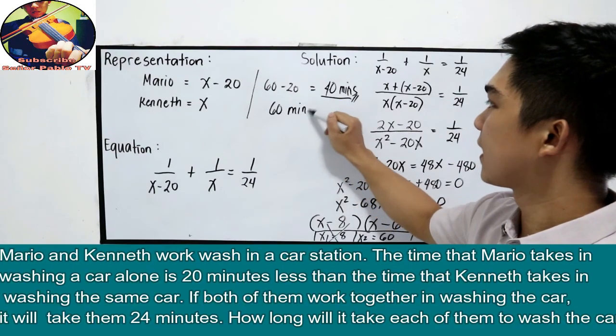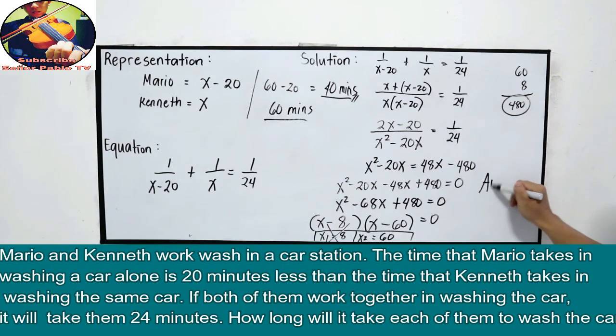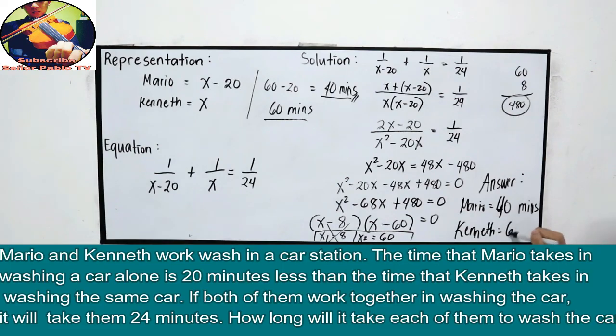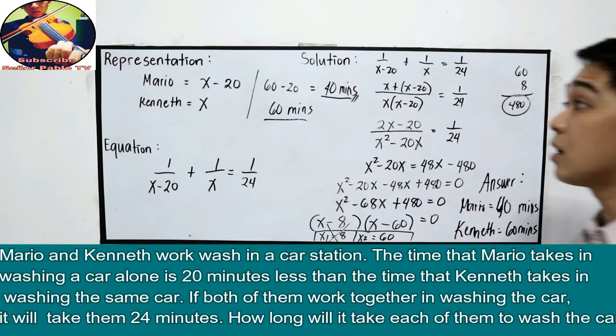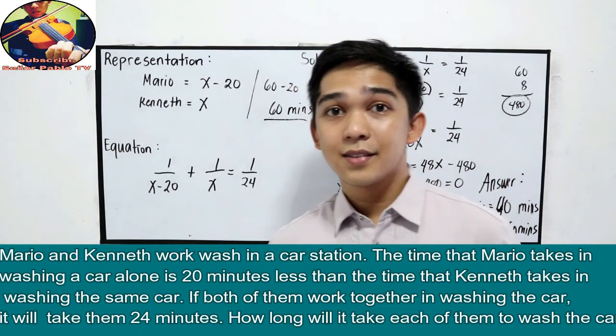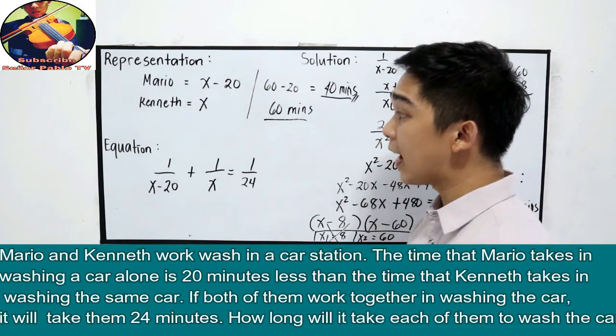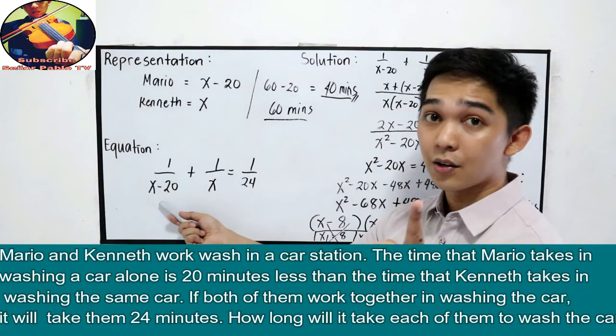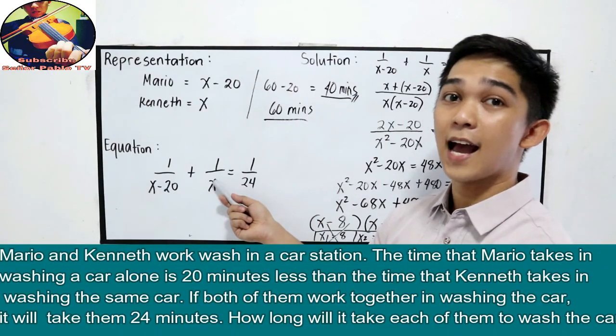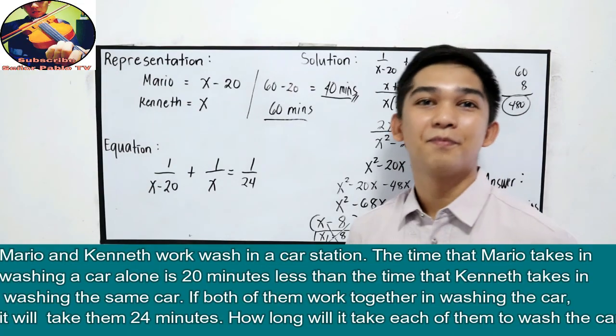Then si Kenneth, 60 minutes. So yung answer natin, kay Mario, kaya niya ng 40 minutes. Then kay Kenneth, kaya niya ng 60 minutes tapusin yung isang car na linisin. Yan ang ating work problem. So tandaan natin yung formula. 1 over yung time ng isang tao plus 1 over yung isa is equal to 1 over time nila together.